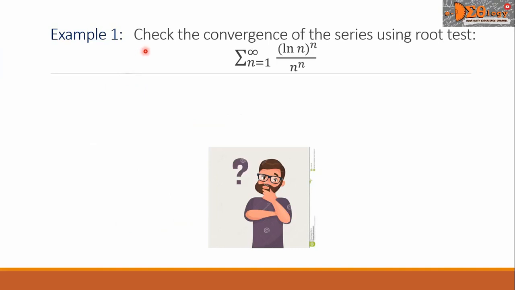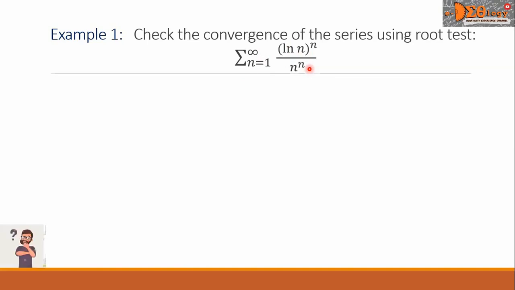Example 1. Check the convergence of the series using root tests. Summation from n equals 1 up to infinity. In the numerator, we have ln n that is raised to power n, all over n raised to n. First, let us collect the a sub n. Take note here that we can simplify this expression into ln n over n that is raised to power n.